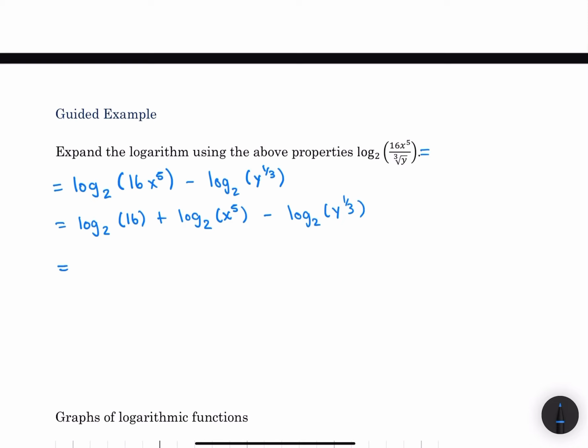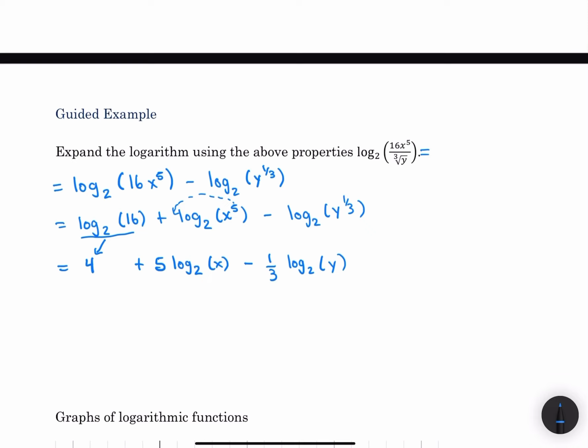So in our final step, we ask ourselves, is 16 a power of 2? Is there an exponent that we can raise 2 to get 16? The answer to that is yes. 2 to the 4th power is 16. So this entire logarithm turns into a 4 because they're equivalent. Then for the x to the 5th, this exponent, the 5, can move to the front. So that would give us plus 5 log base 2 of x. And lastly, the 1/3 can also move to the front. So that's minus 1/3 log base 2 of y.